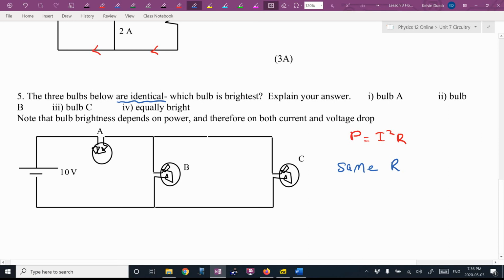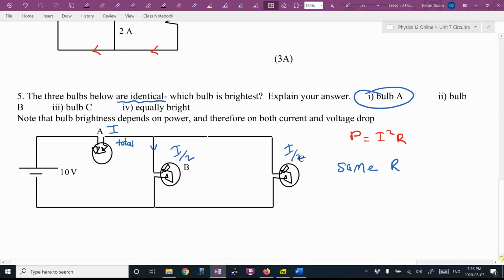But going through bulb A, I have total current. Going through bulb B, I have only half the current. And through bulb C, I have only half the current. So which of those would give me a larger I squared R? Bulb A would be the brighter bulb. Bulb B and C would be of equal brightness, but not as bright as bulb A.